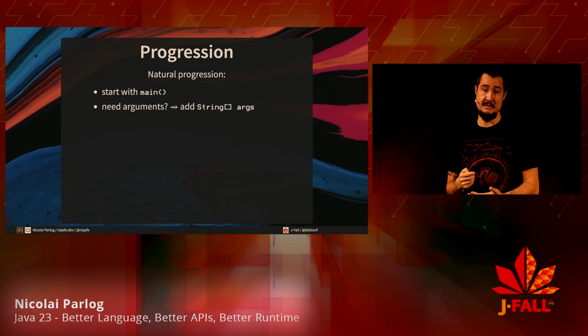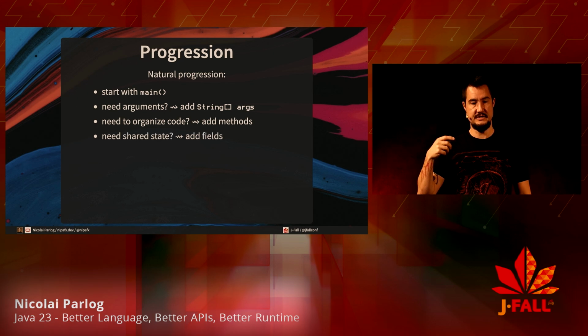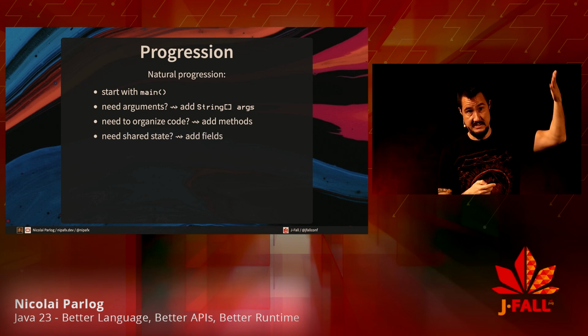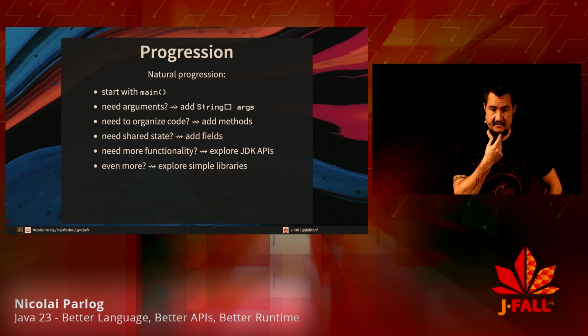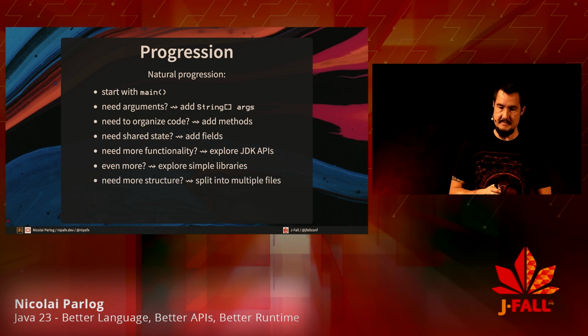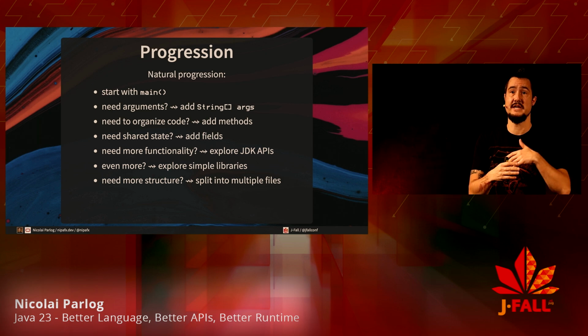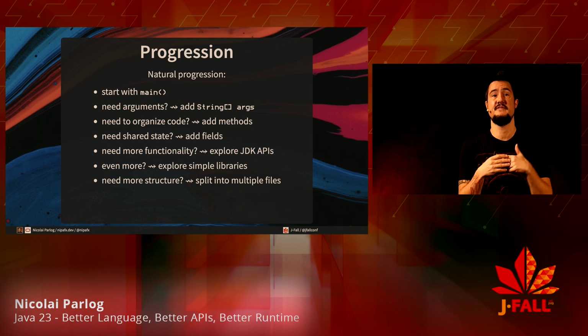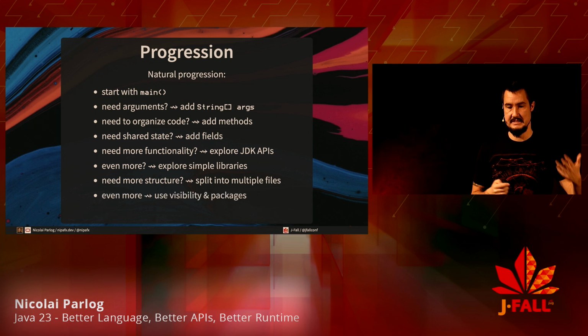You can just start with the main method, and if you need arguments, you just add the String array args. And if you need to organize code, you can start adding methods. And if you need to share state, you can add fields, because these simplified classes can also have fields. You can explore JDK APIs. All the imports are there for free. You can explore simple libraries, assuming you get them from somewhere. And you can split this into multiple files. So once the students or the experimenters or the teachers progress far enough that it doesn't reasonably fit into one file anymore, split it into several files and keep going.